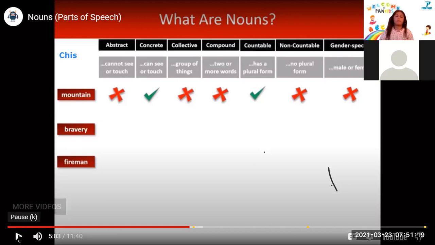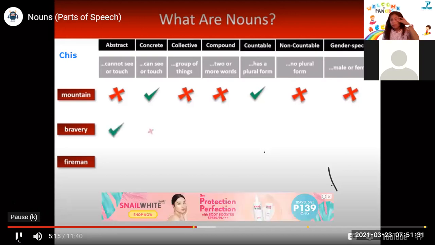Because we know it's not a proper noun, it's a concrete noun and a countable noun. Now bravery. You can't see or touch it, so it's an abstract noun. That means it can't be a concrete noun. It doesn't represent a group of things, and it's not made up of two or more words. It doesn't have a plural form, which means it must be a non-countable noun, and it's not gender specific. So the word bravery is a common noun. It's also an abstract noun and a non-countable noun.